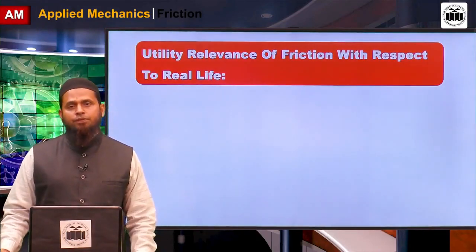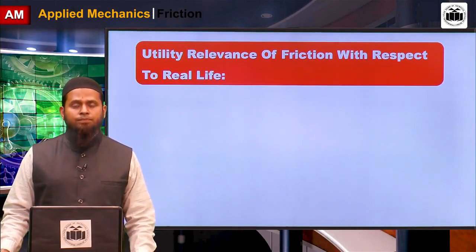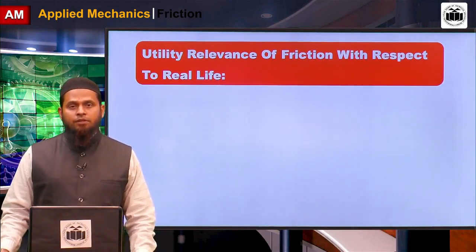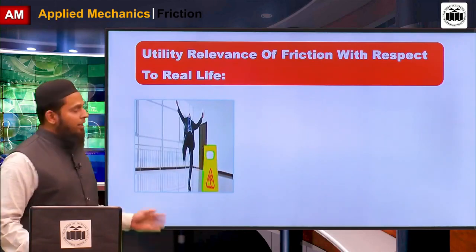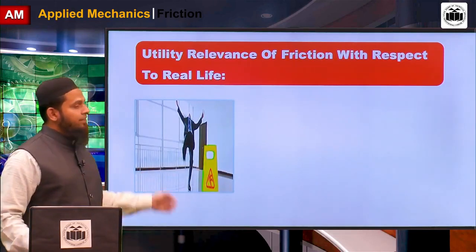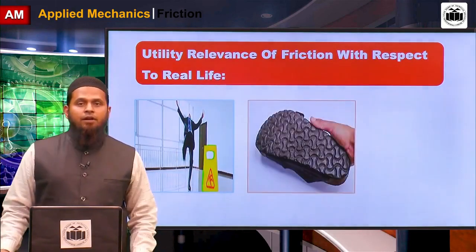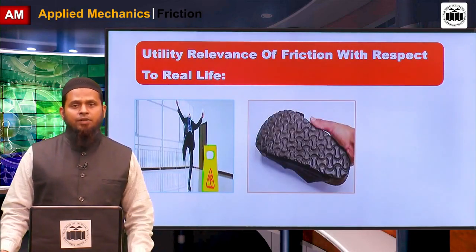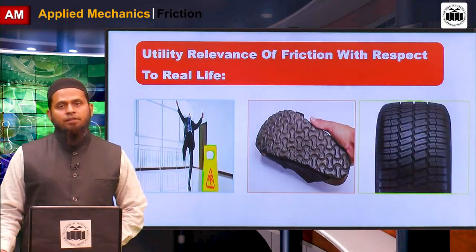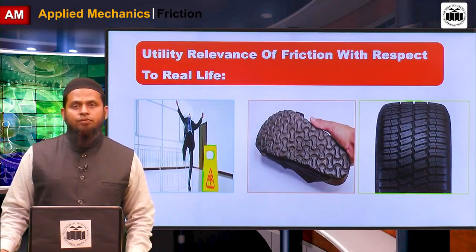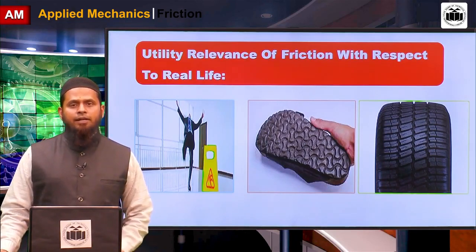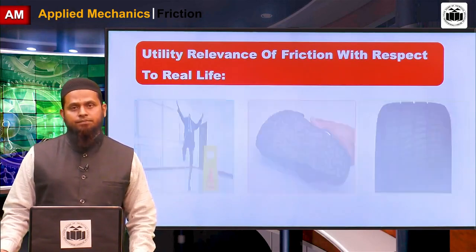There are a number of examples related to real life in which friction plays a vital role. First example, we can't even walk if friction is not there. Our shoes or sandals have a specific design at the bottom which creates a grip; it is the next example of friction. When running a vehicle, the tire has grips, so it avoids skidding. This is another kind of friction.